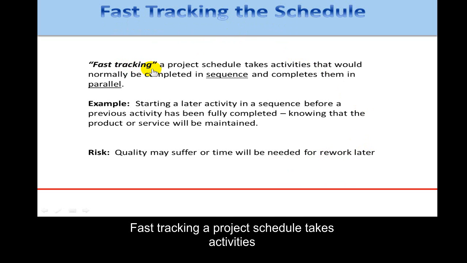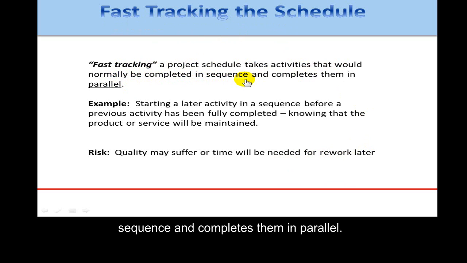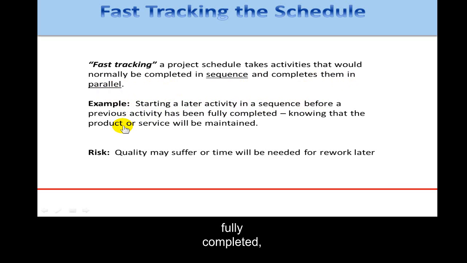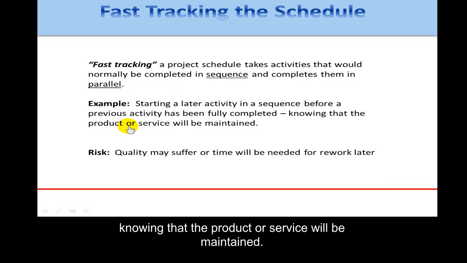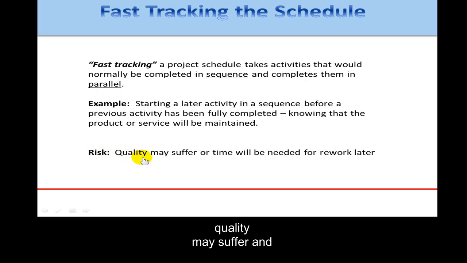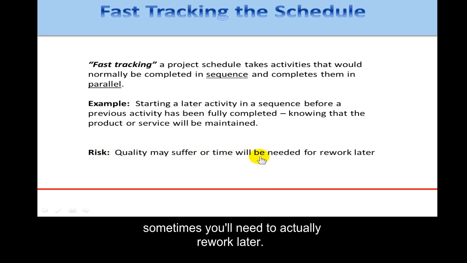And fast tracking a project schedule takes activities that would normally be completed in sequence and completes them in parallel. For example, starting a later activity in a sequence before a previous activity has been fully completed, knowing that the product or service will be maintained. And there is a risk that comes with fast tracking. Quality may suffer, or sometimes you'll need to actually rework later.